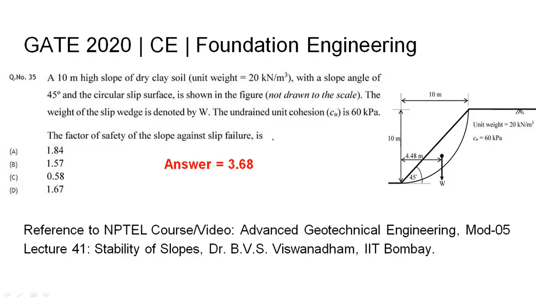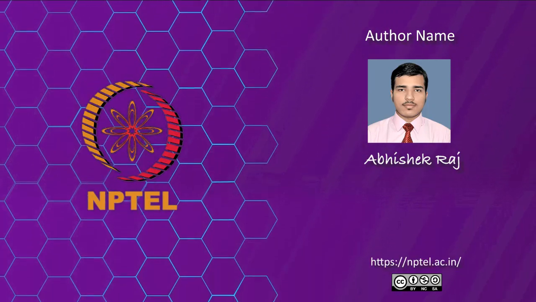So a finite slope was given whose dimensions, undrained cohesion, angle and unit weight were given. None of the options match for this question and the answer was 3.68 and marks were awarded to all. The relevant NPTEL reference has been listed.